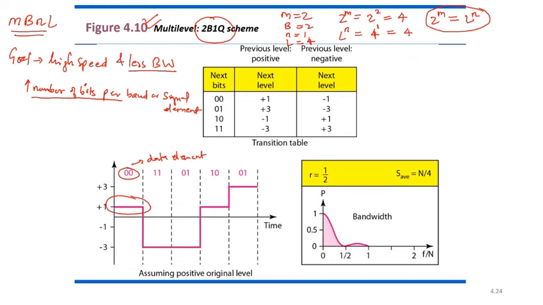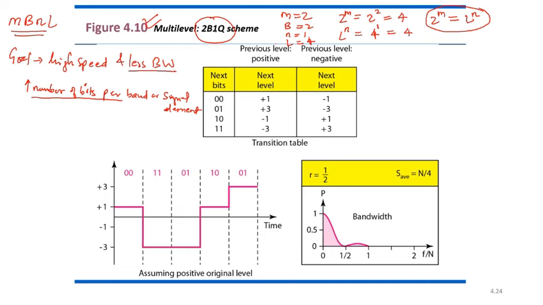So this is the data element. The 2 stands for two bits being used. B is binary. So two binary bits are used for one signal, one data element. 00, 01, 10, 11. With respect to two bits, we have four combinations. So these four combinations will be encoded in the form of signal levels.